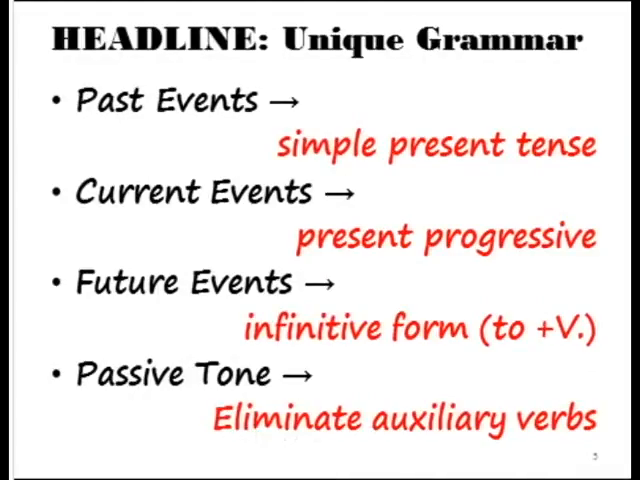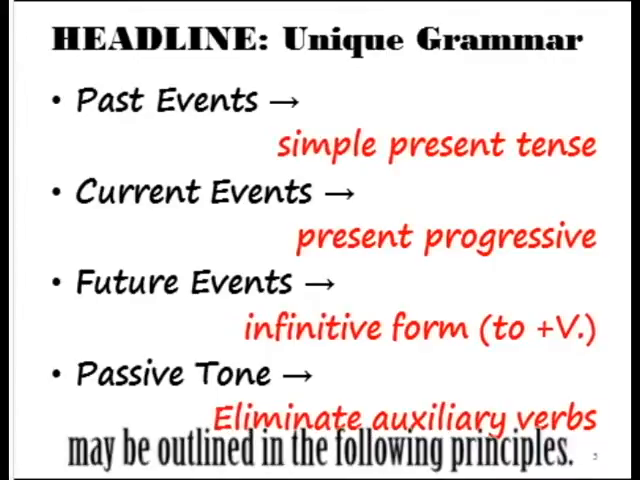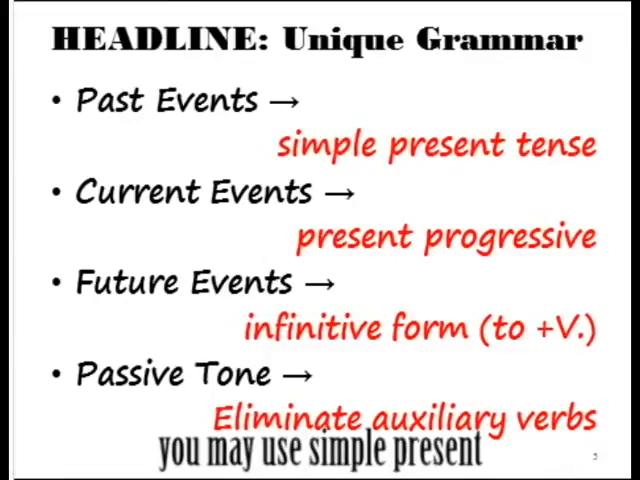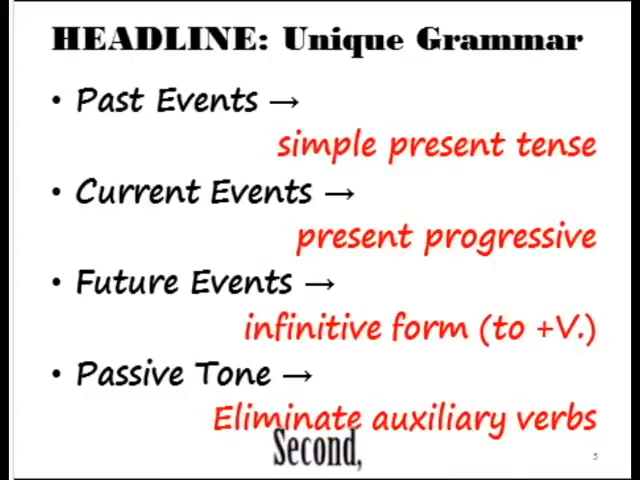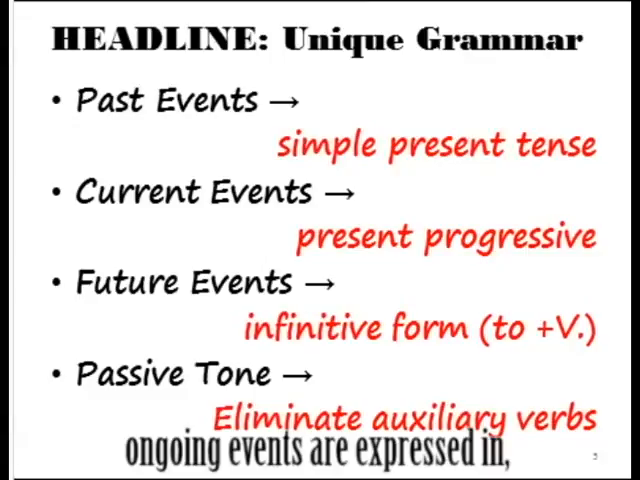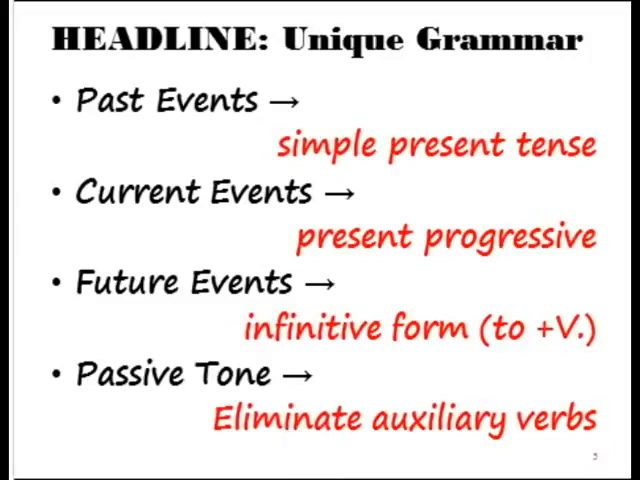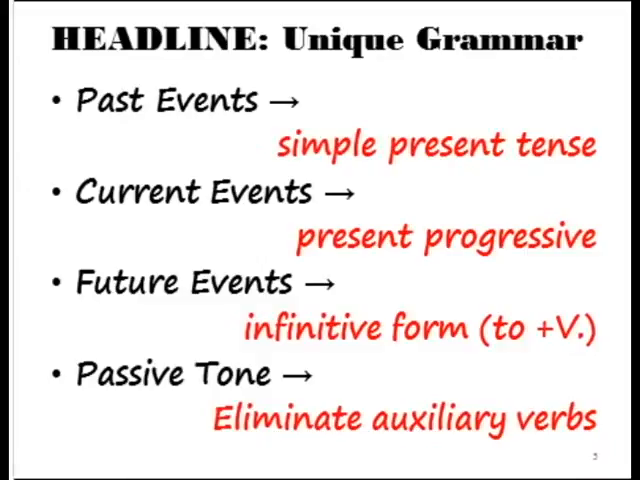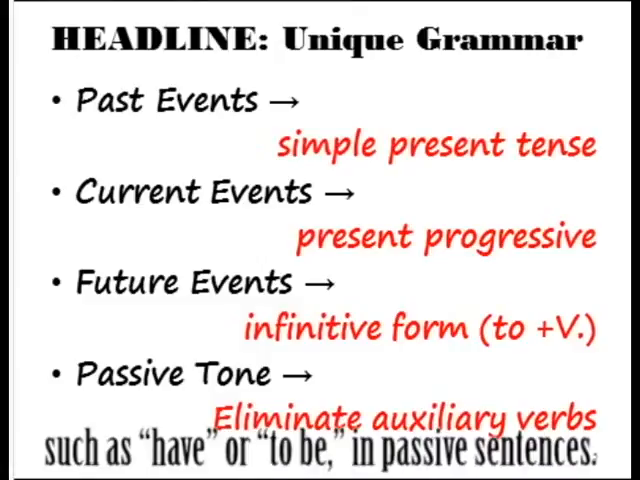For example, some of the key guidelines into the unique grammar of news headlines may be outlined in the following principles. First, you may use simple present tense to describe past events. Second, ongoing events are expressed in present progressive form. Third, you may use the infinitive form of the verb to describe future events. Fourth, refrain from using auxiliary verbs such as have or to be in passive sentences.